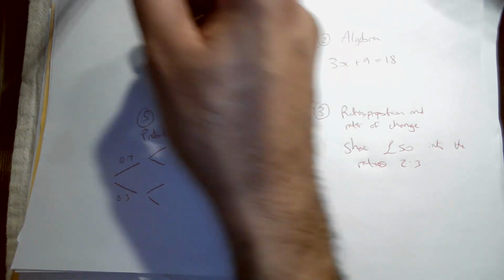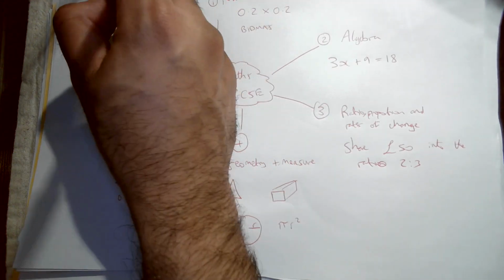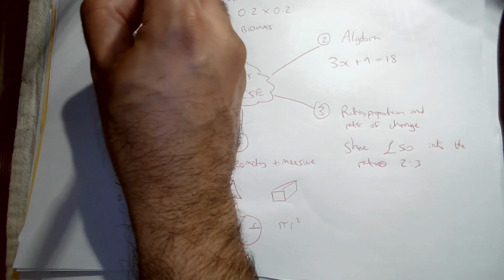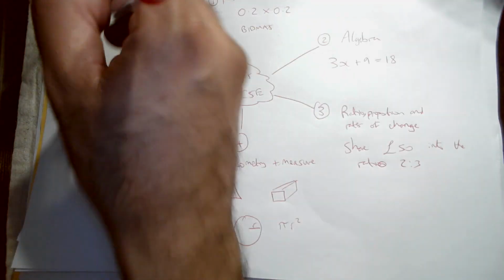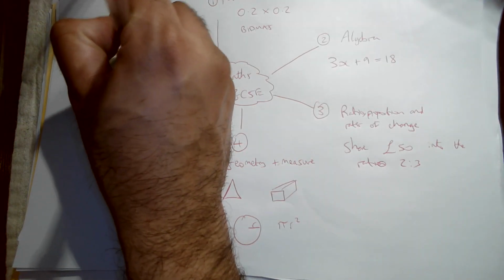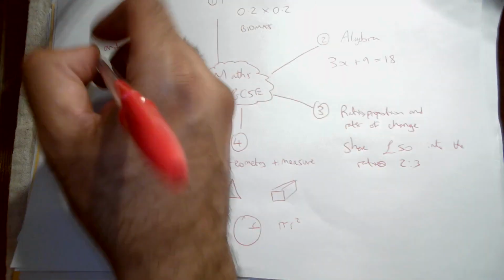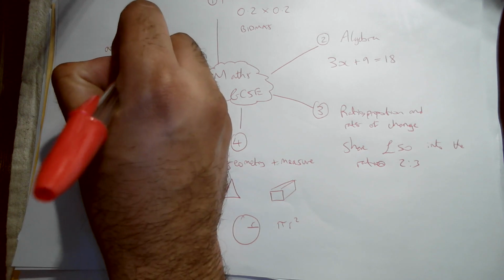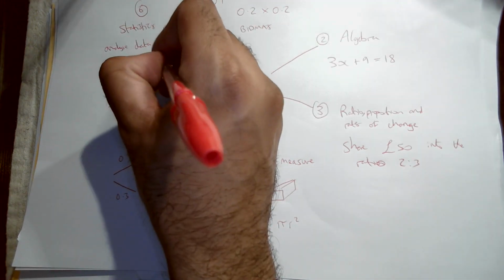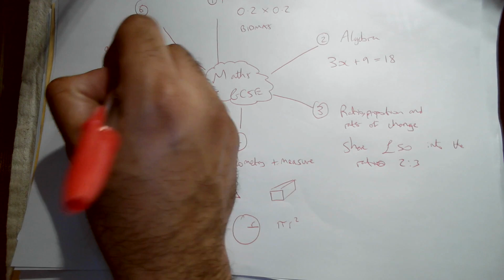And the sixth category is statistics. So that's when you have to analyze data. So a very simple one can be mean, median, mode, and range.